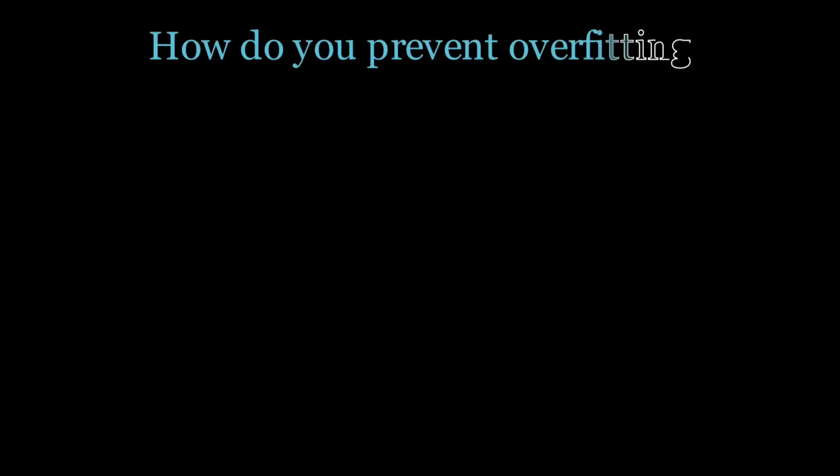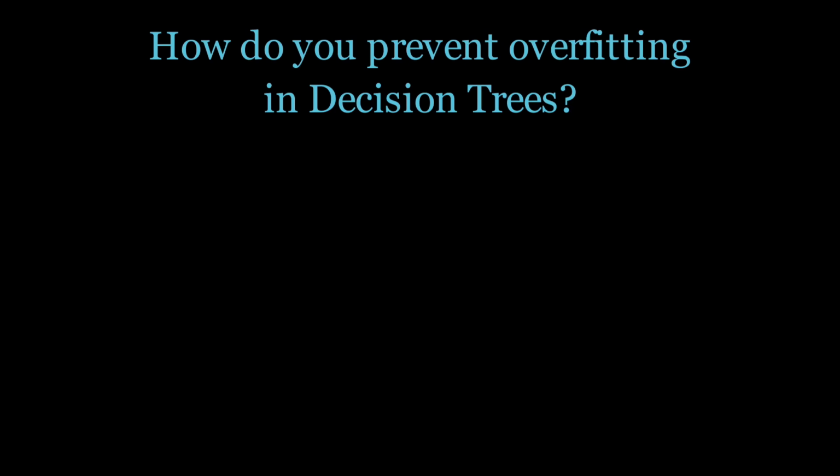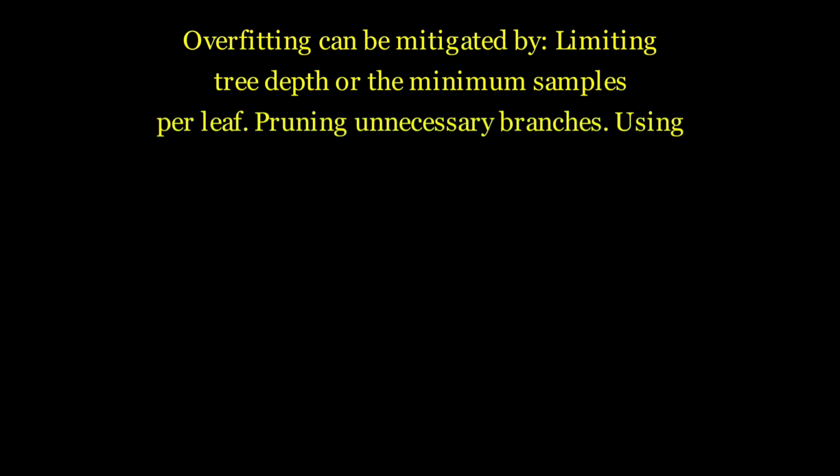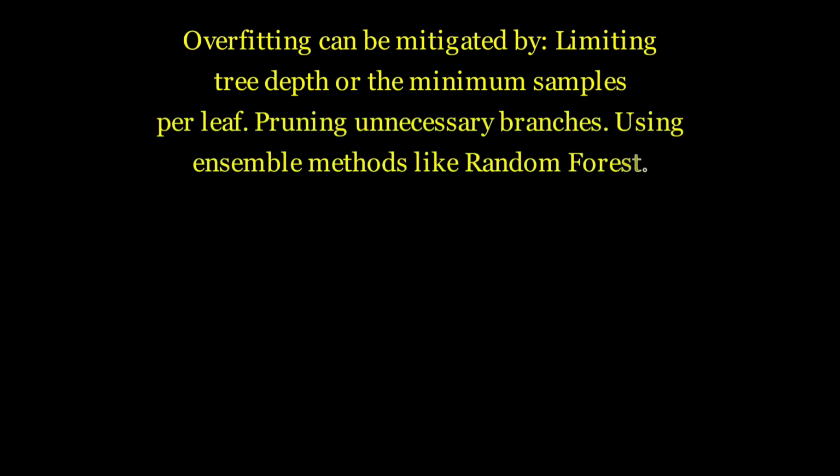How do you prevent overfitting in decision trees? Overfitting can be mitigated by limiting tree depth or the minimum samples per leaf, pruning unnecessary branches, and using ensemble methods like random forest.